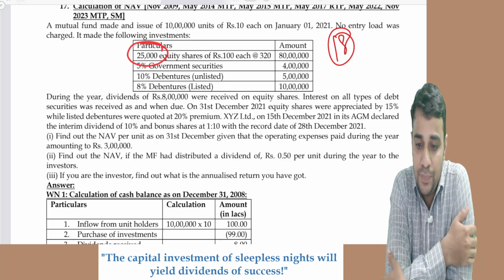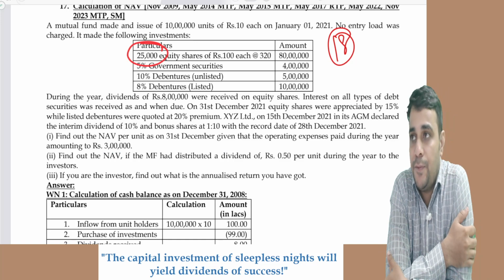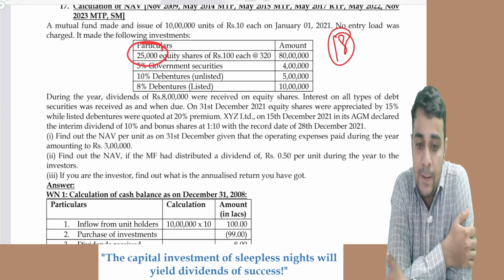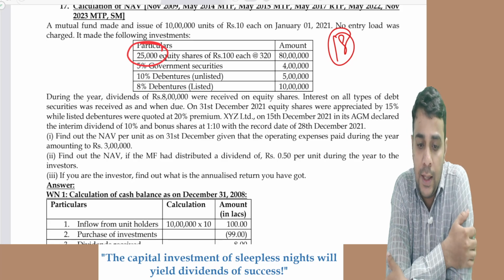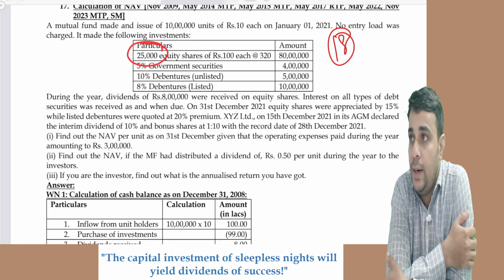it says equity share appreciated by 15%. So 320 will increase by 15%. On 31st December, equity shares were appreciated by 15%. Listed debentures are quoted at 20% premium. Government security, no information, copy paste. Unlisted debentures, copy paste. So 320 will go up by how much?